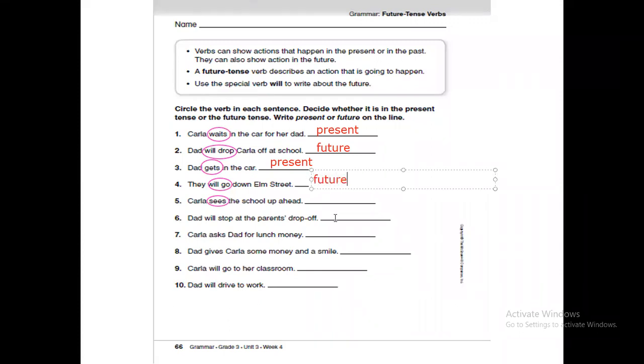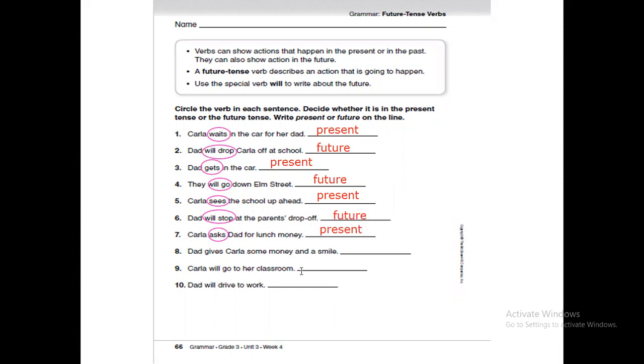So let's write will go, future. If we have will before the verb, this is future. Sees, present. Dad will stop at the parents' drop-off. Will stop. This is future because we have will. Carla asks Dad for lunch money. Where is the verb? Asks is the verb. I forgot to underline all the verbs. But number 7, asks Dad for lunch money. Asks, present.